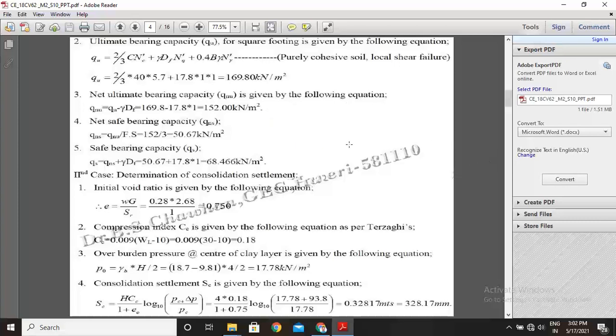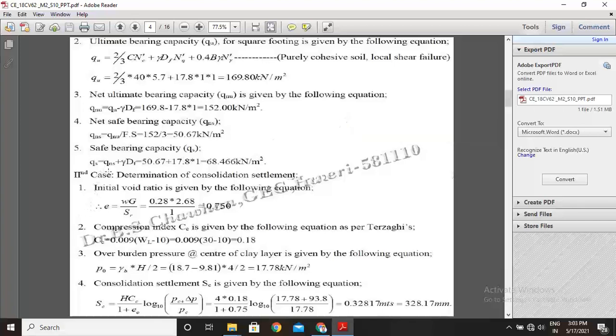Next step, net safe bearing capacity is given by the equation Q_ns equal to net ultimate bearing capacity divided by factor of safety. So that is Q_nu is 152 divided by factor of safety 3. So the answer is 50.67 kilonewton per meter square.